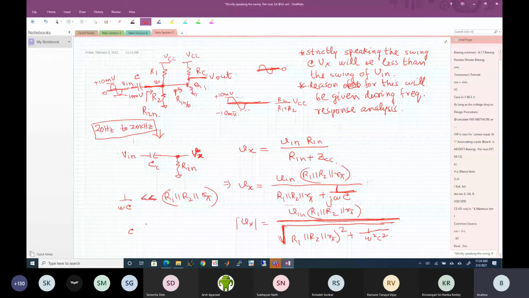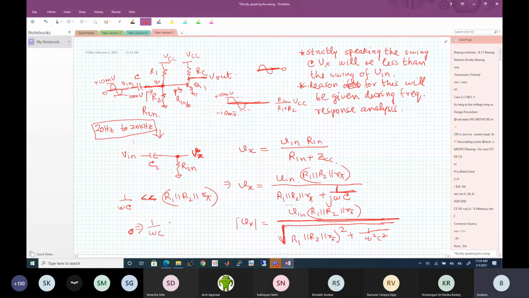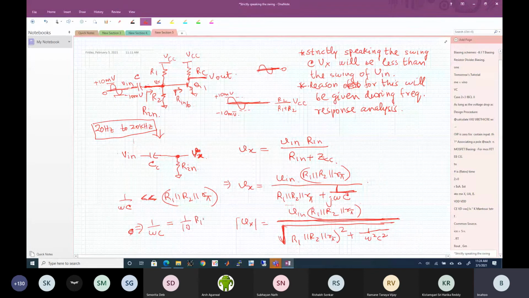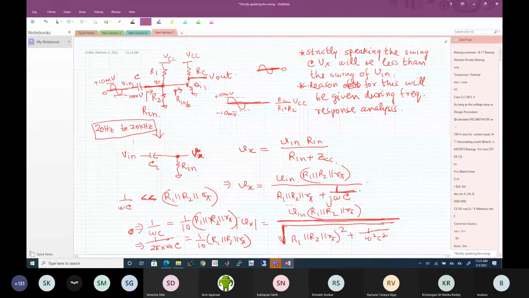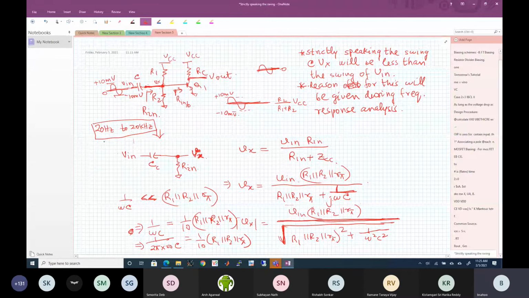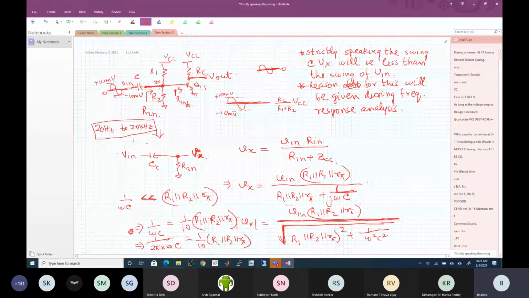So now I'll define the much smaller. What is the much smaller? I'll say that much smaller means 1 by omega C is at least 1/10 of R1 parallel R2 parallel R pi. If that is there, I'm plugging in 1 by 2 pi times 20 times C equal to 1 by 10 R1 parallel R2 parallel R pi. So what is the value of capacitance I get from this, so that this capacitance appropriately passes the signal?